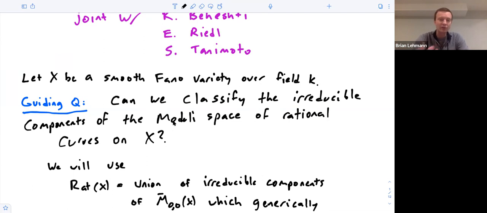And people have understood for a long time that understanding the rational curves on a Fano variety is a good way to get a handle on its geometry. So this is a well-known question. It's been studied for a long time.